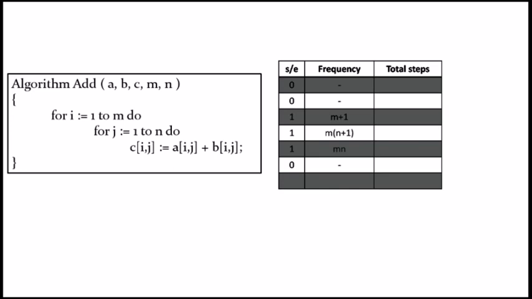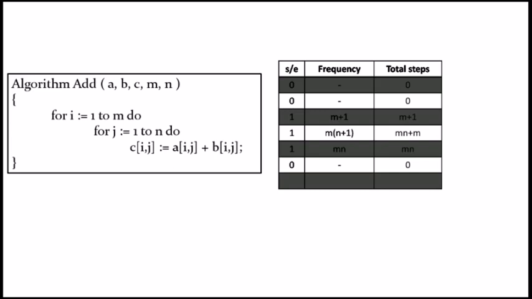And the third one, that is C of ij equal to A of ij plus B of ij. This will be repeated M into N times because it is inside two loops. In the I loop there is another J loop, and in the J loop there is the calculation part, that is the addition of two matrices. So this particular statement will be repeated M into N times. So now by multiplying steps per execution into frequency, we will get total steps.